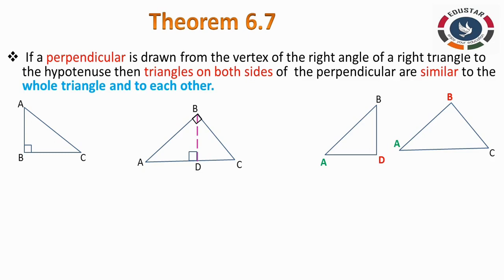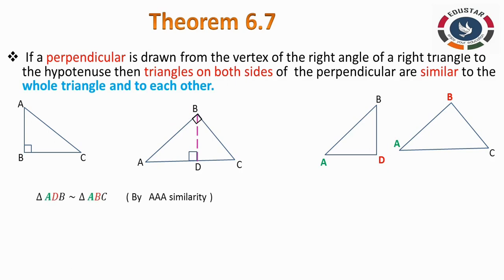What are the two triangles? Triangle ADB and triangle ABC. To identify, I used the same color for A and A. In those two triangles, angle A is the common angle. And in the small triangle, D is the 90 degrees. And in the larger triangle, B is the 90 degrees. That is what I mentioned here.